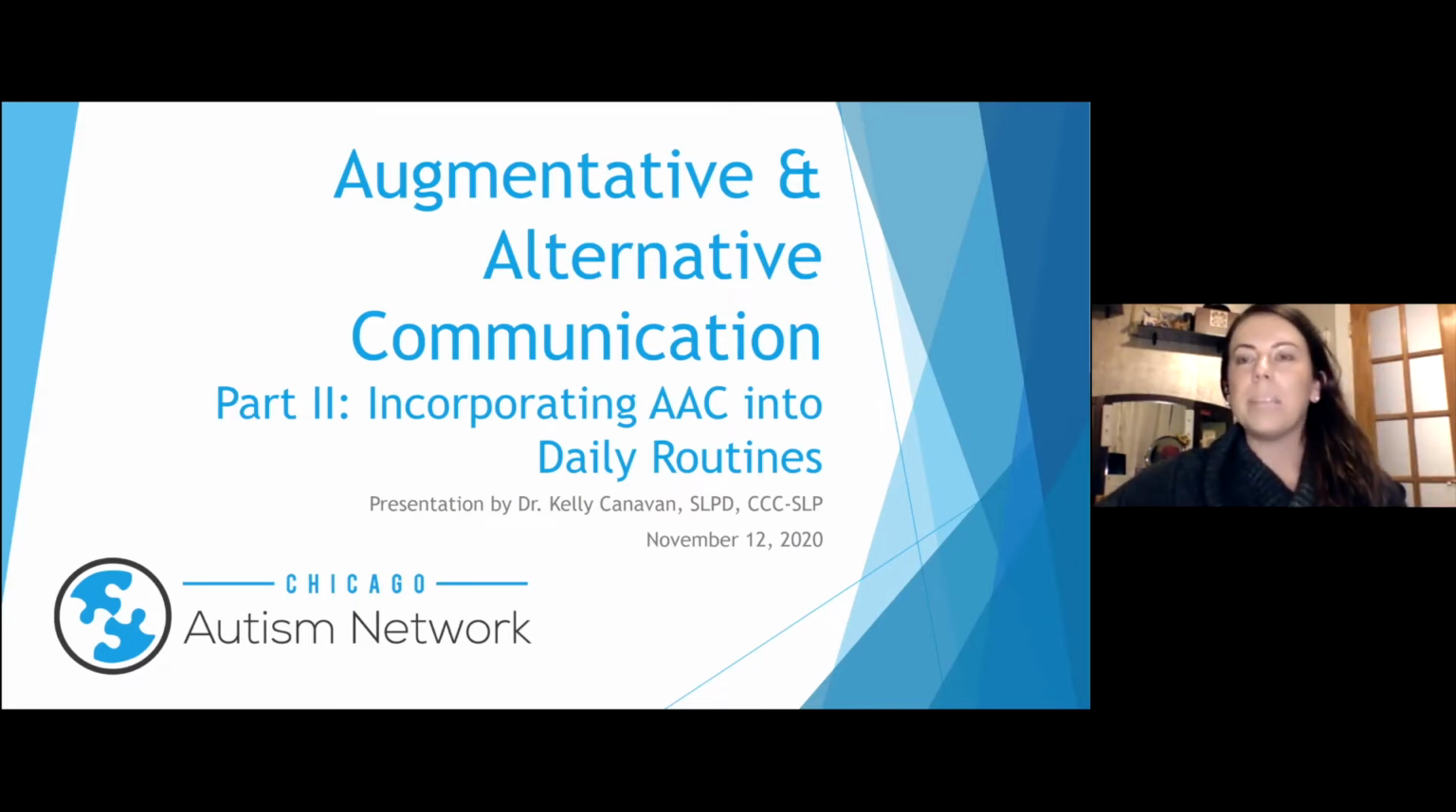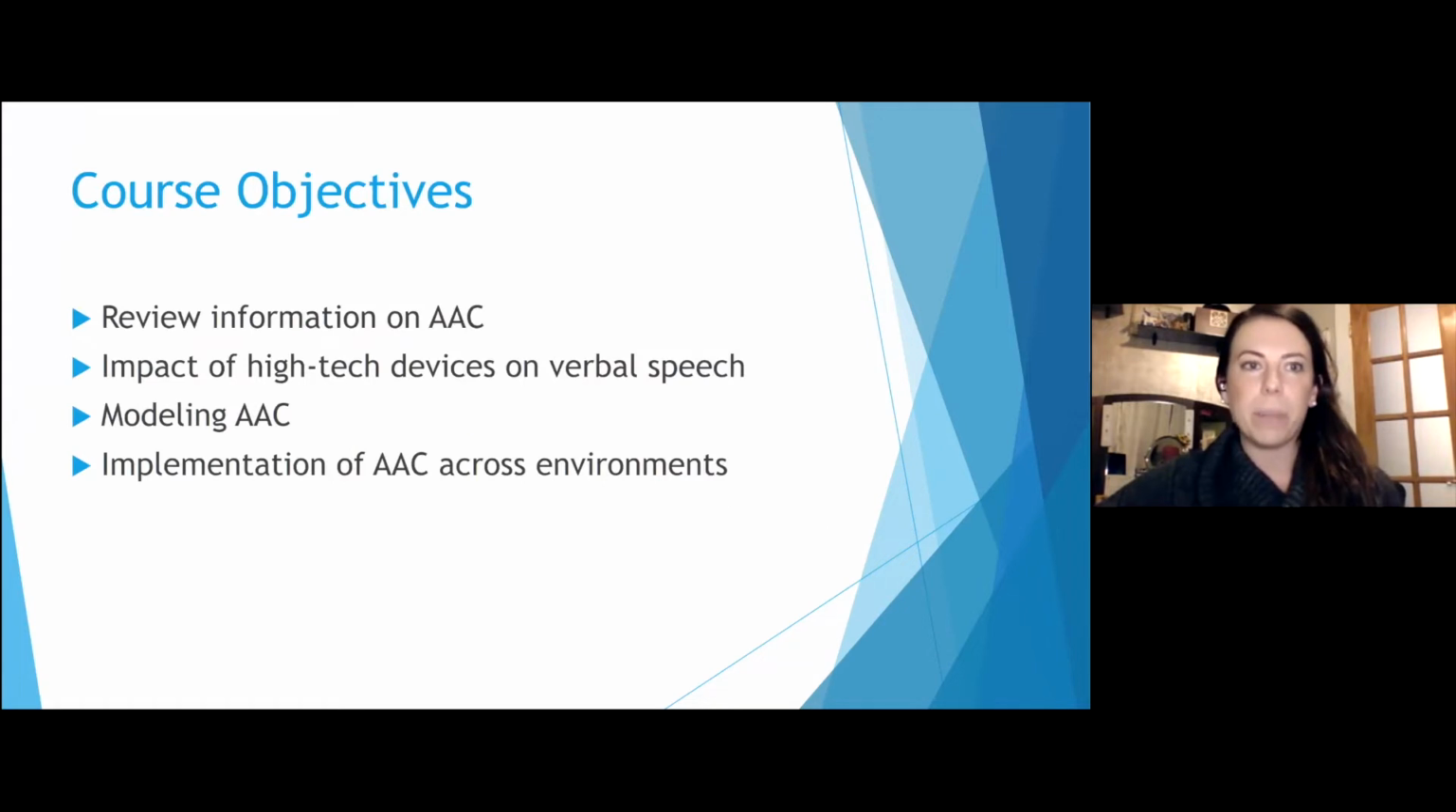And so the objectives, what I hope that you walk away from with this course is that you have enough information on AAC. We're going to review some of the basics in case you had missed the first one. We're going to talk a little bit about the impact of high-tech devices on verbal speech, as well as modeling AAC and how to go about that. We're then going to talk about implementation of AAC across environments as well.